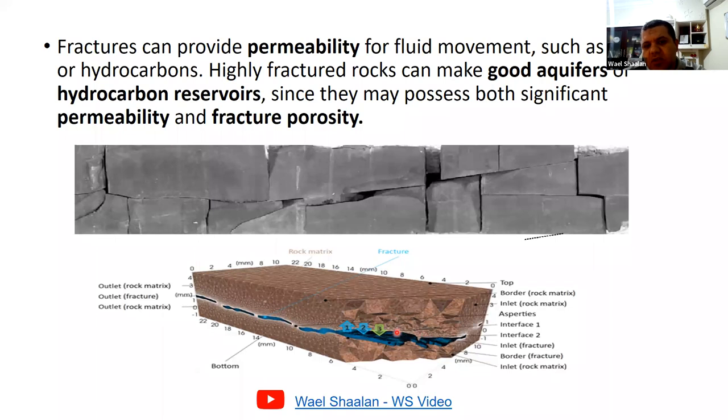Fractures may not have homogeneous spacing. In the fracture itself, we can see some areas which are big. This one we call the aperture, which is the width of the fracture itself. And another area which is getting narrower, we call asperities, which is like closing or tightness inside the fracture plane itself. A fracture is a plane. Sometimes we can see the fracture is open, and it varies from one place to another.